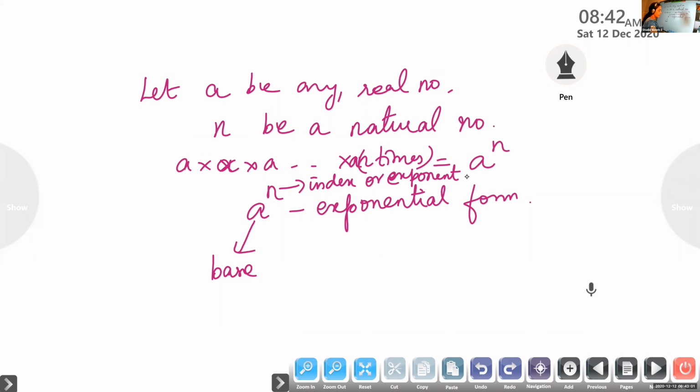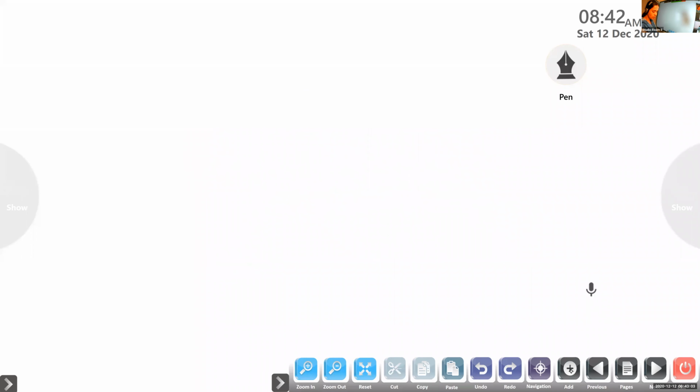So next heading, write the next heading: laws of exponents. So we'll learn about laws of exponents.